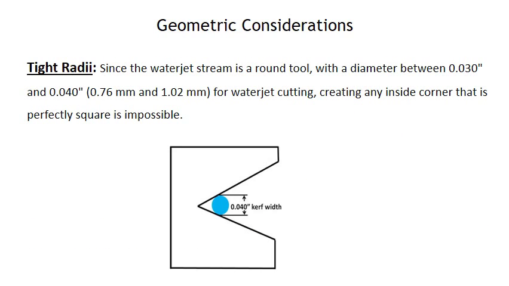Good. Let's look at the next rule, which is tight radii. Since the water jet stream is a round tool with a diameter between 0.03 inches and 0.04 inches for water jet cutting, creating any inside corner that is perfectly square is impossible. As you can see, at this particular place, the curve width is 0.04 inches. So we cannot create this particular edge which is perfectly square.